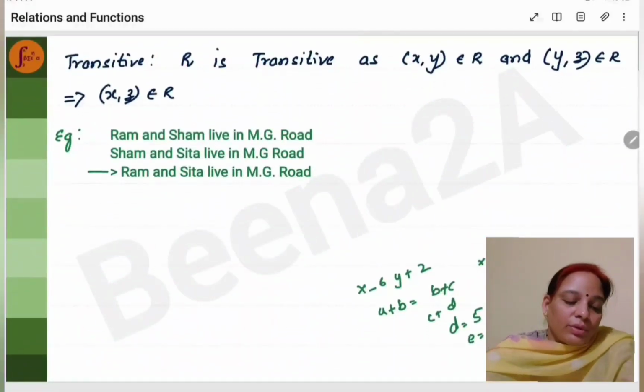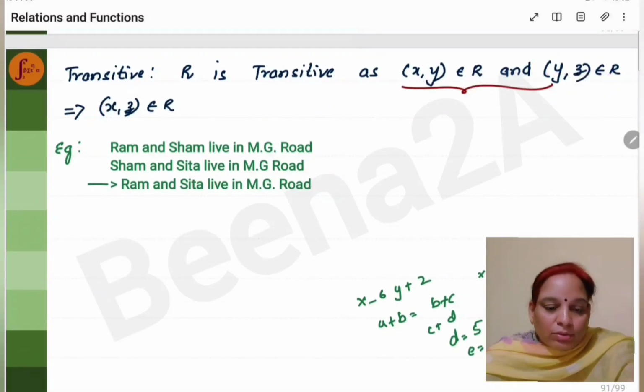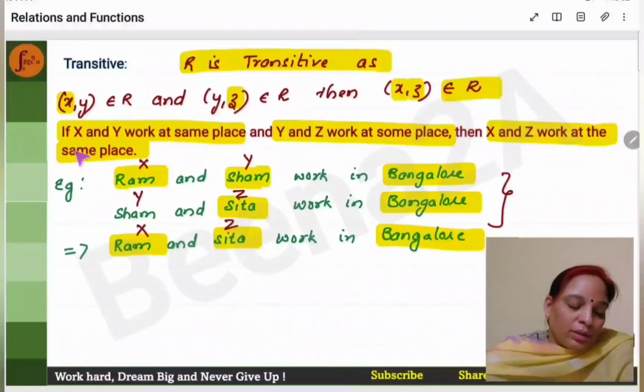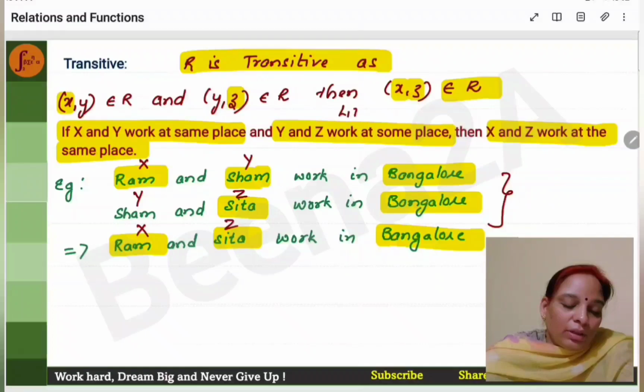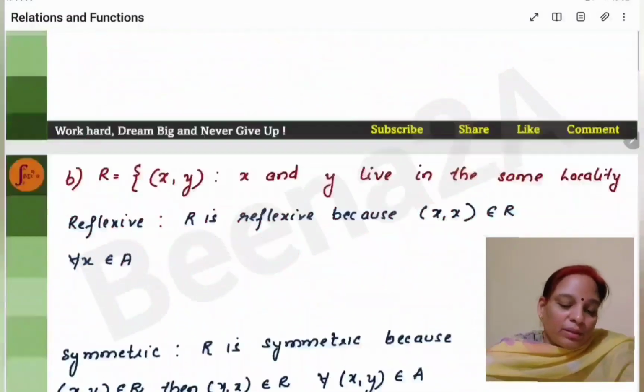Now transitive. This is also transitive, same like the earlier example. xy belongs to R and yz belongs to R. It indicates that xz belongs to R. That is, you should write it like this, similar to this. If x and y live in the same place and y and z live in the same place, then x and z live in the same place.